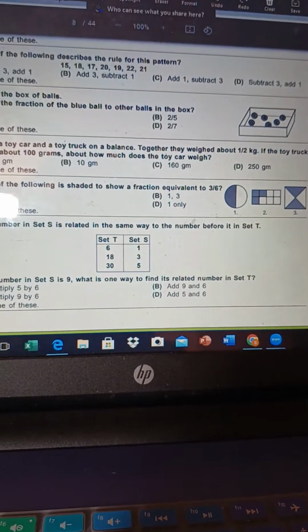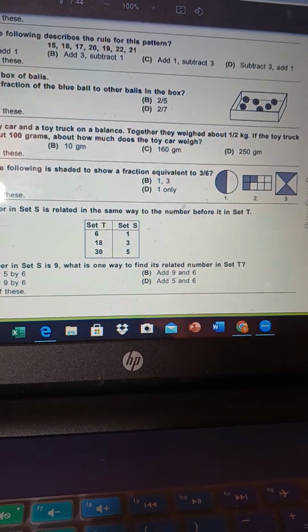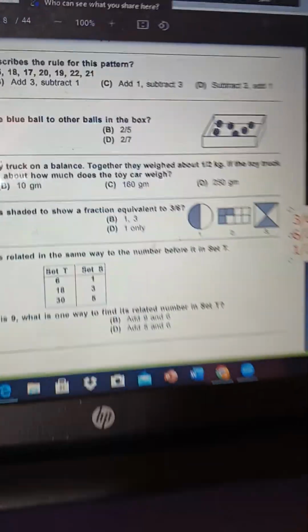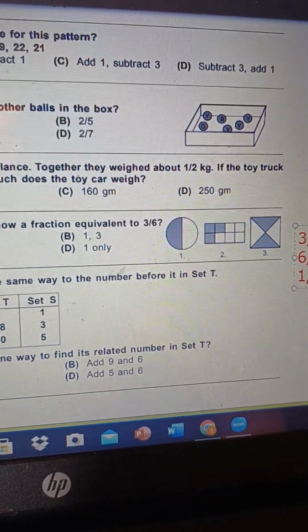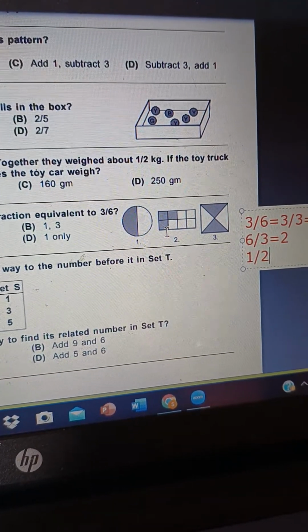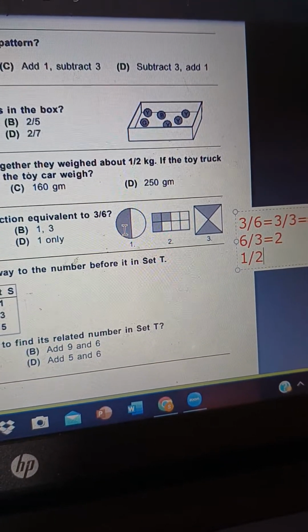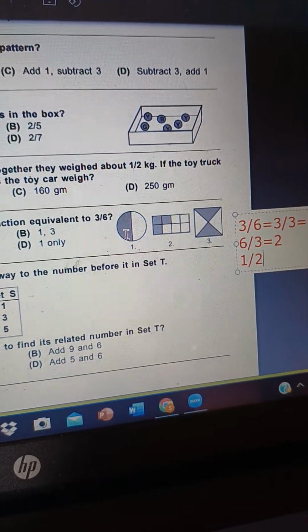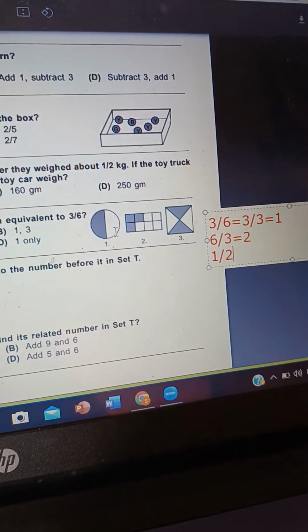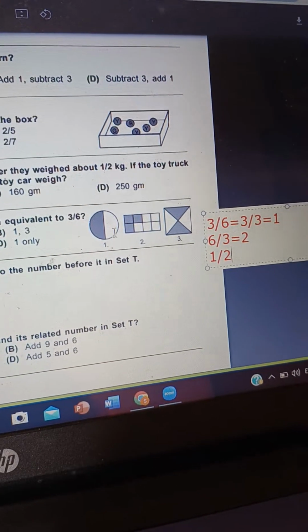So what we have to do? We have to find out a shape which is showing the shaded portion as 1 by 2. So see, here there is 2, the answer is 1. This one is 1 by 2 because 2 is the total portion given, that is, we have to write it in the denominator, and 1 is the shaded portion.